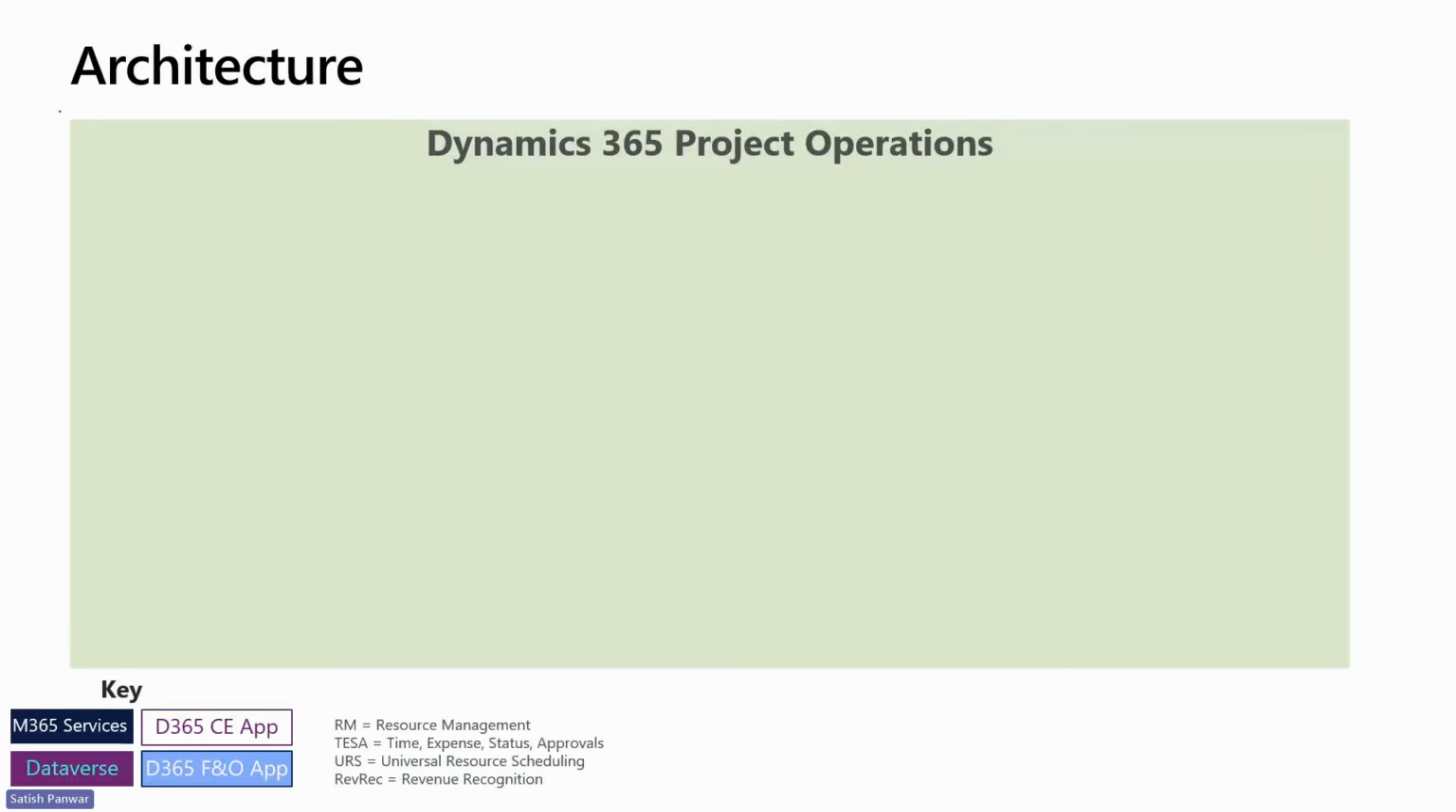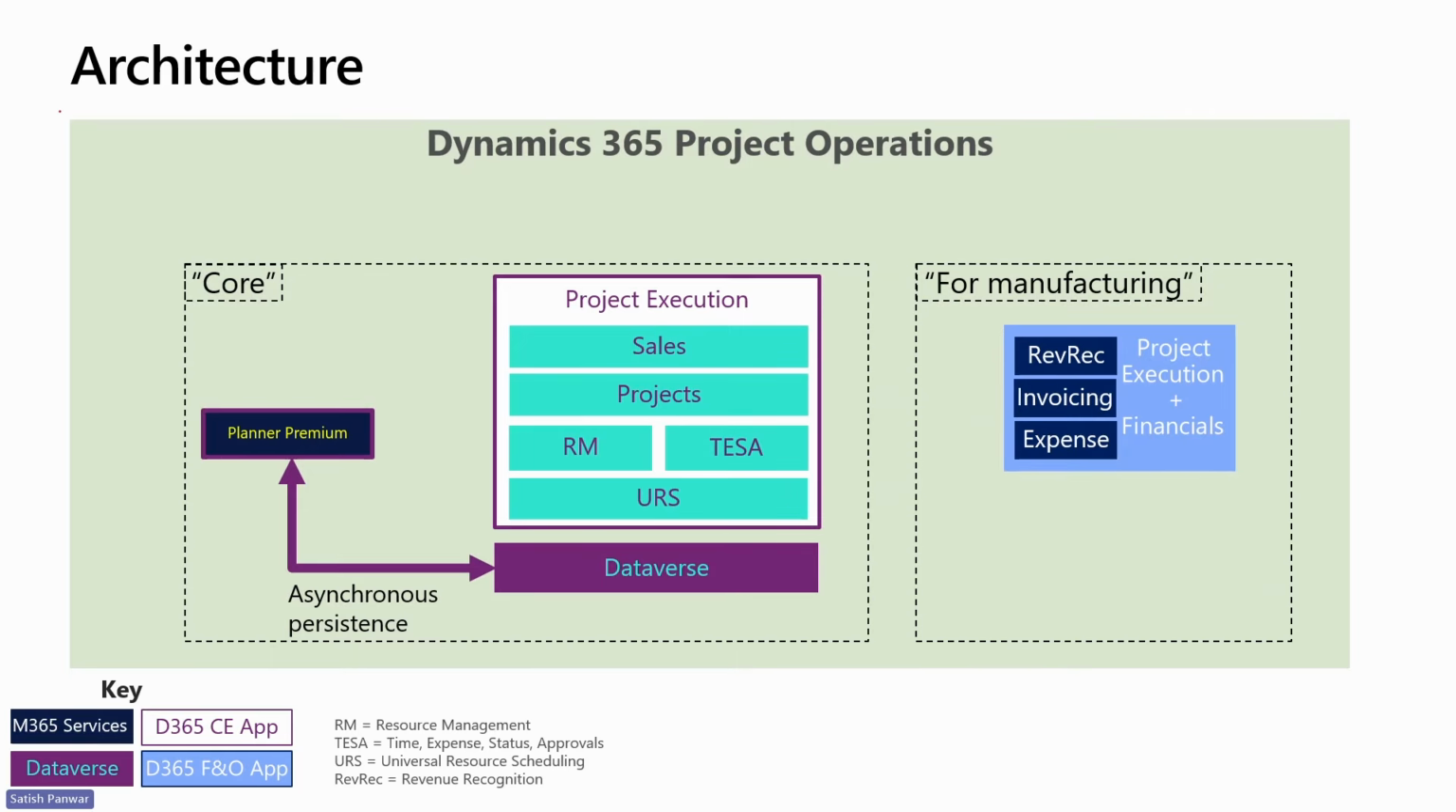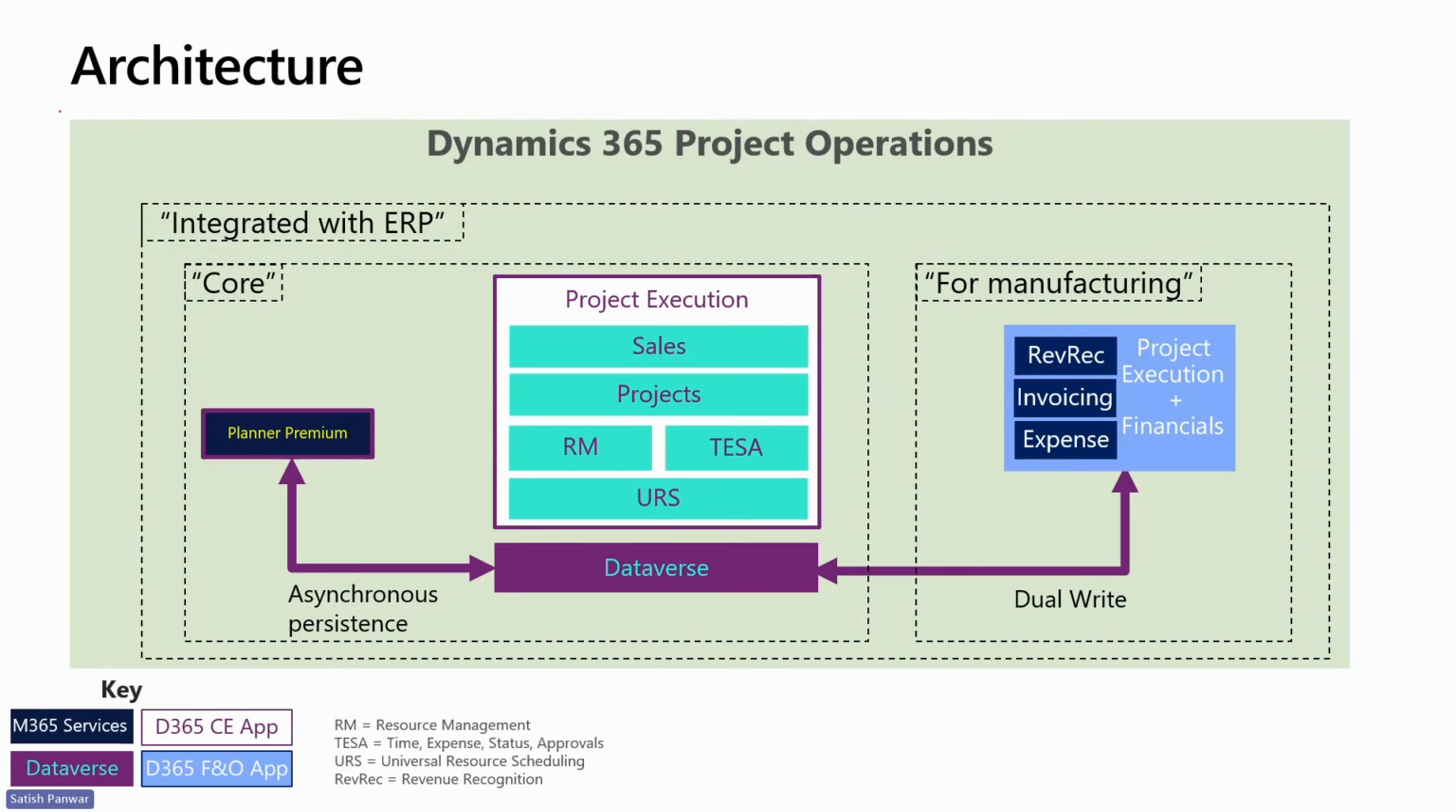Here is a quick reference to architecture diagram for Dynamics 365 project operations with 3 deployment types. Project operations core is using only the Dataverse model-driven app. Project operations for manufacturing is the project management and accounting module within Dynamics 365 Finance and Operations, and suitable for manufacturing companies that rely on project purchase orders. Project operations integrated with ERP leverages both Dataverse for project sales, planning, and execution, and Dynamics 365 Finance and Operations for GL, AR, AP, and project accounting.